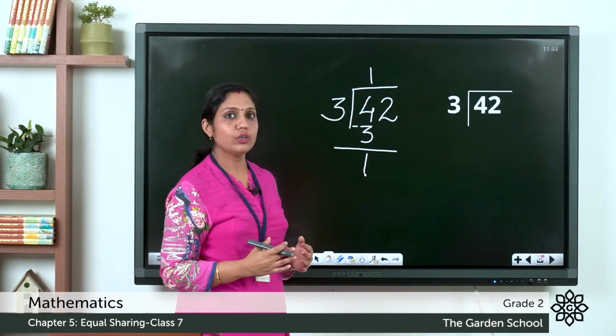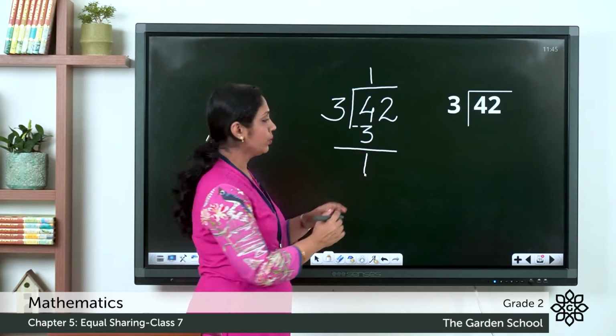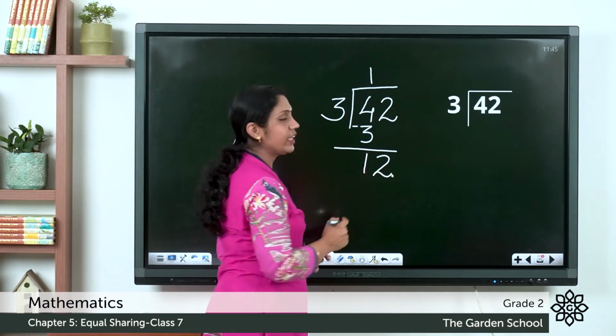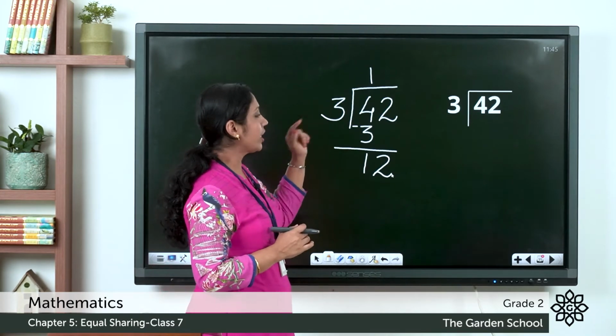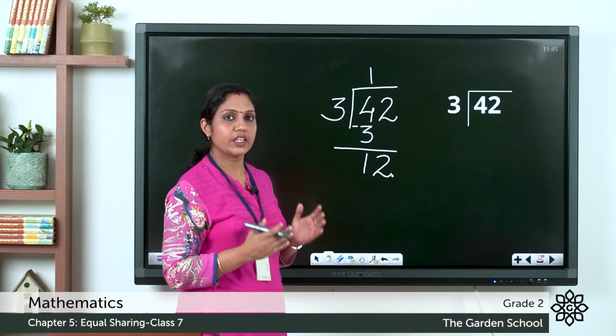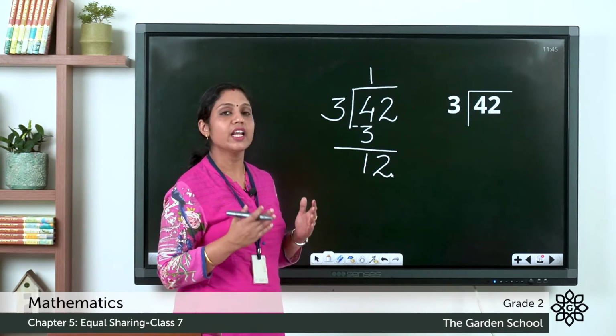Now what do we have to do? We have to bring down this 2. Now how much did we get? We have got 12. Again we have to divide 12. So check the table of 3 again. 3 ones are 3, 3 twos are 6, 3 threes are 9, 3 fours are 12.